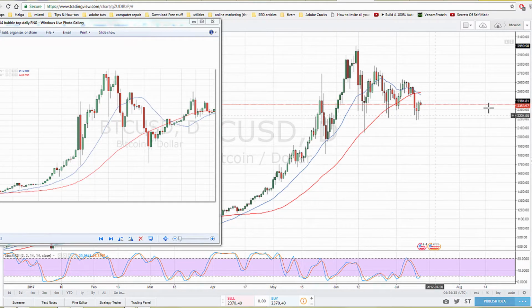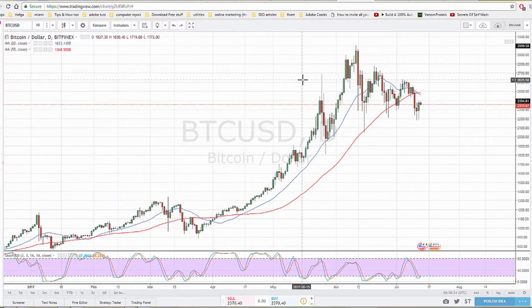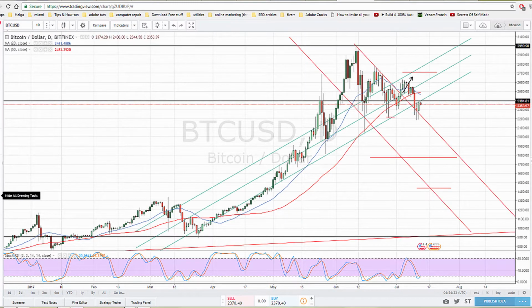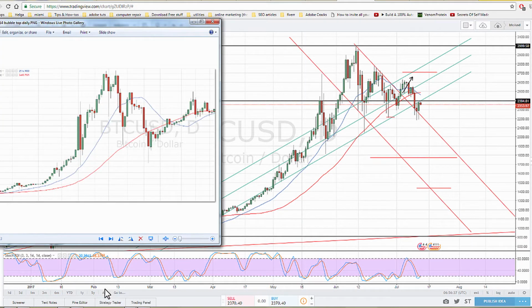Okay, so in my last video, let me turn on the drawings so I can show it better. I put this arrow here 2 videos ago. So we were around here maybe 9 days ago. The price was 2,500 more or less. And I said that I expected the price to go up to 2,700 and then bounce down going into a bear market.